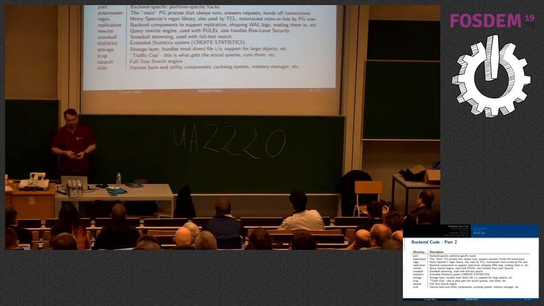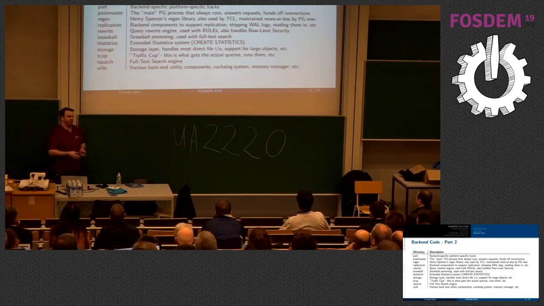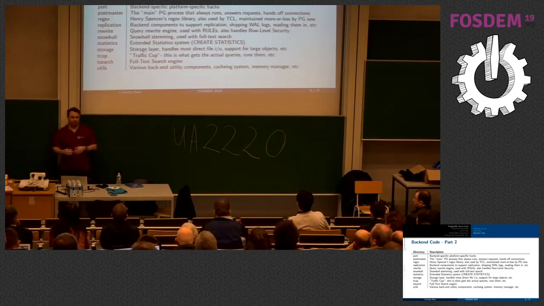We then have replication, which just basically handles the replication protocol and shipping WAL logs. We have the query rewrite engine. So the query rewrite engine is something that kind of happens early on, right? It actually is before the optimizer. So I lied a little bit. I skipped a piece, right?